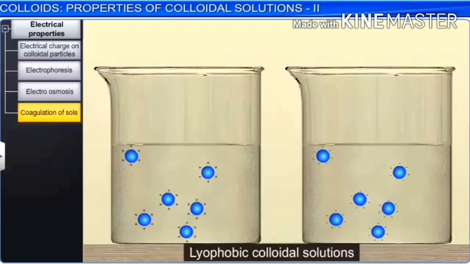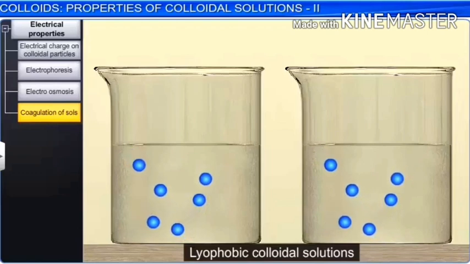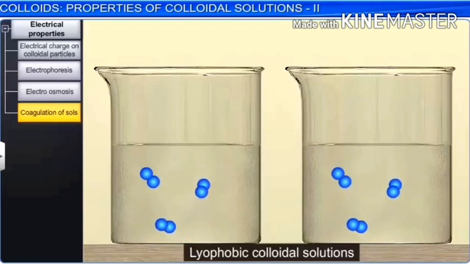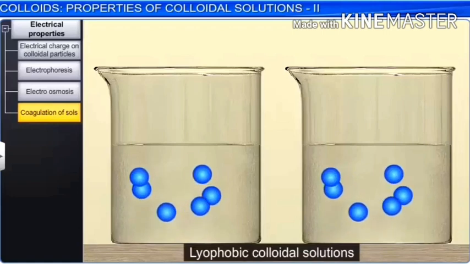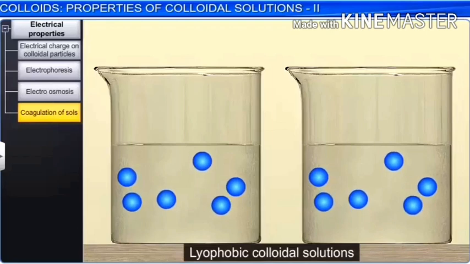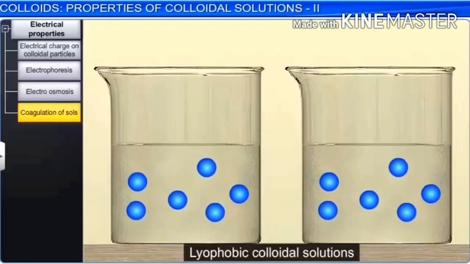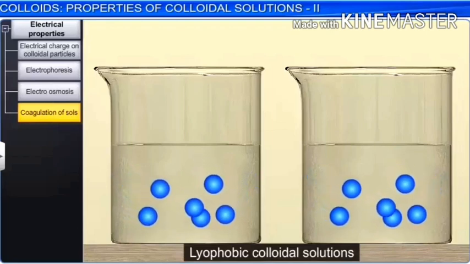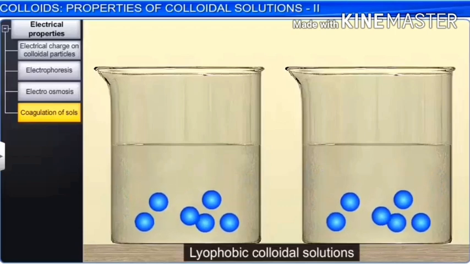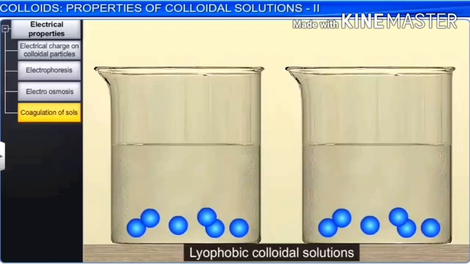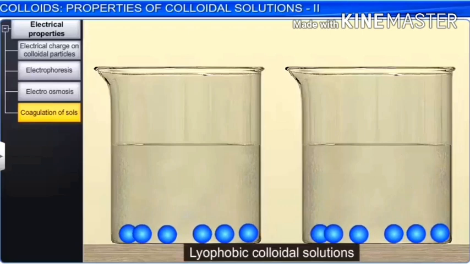But if this charge is removed, these colloidal particles can come closer, and they will settle down under gravity also. So the particles will come closer if the charge is removed. They will aggregate together and settle down under gravity.